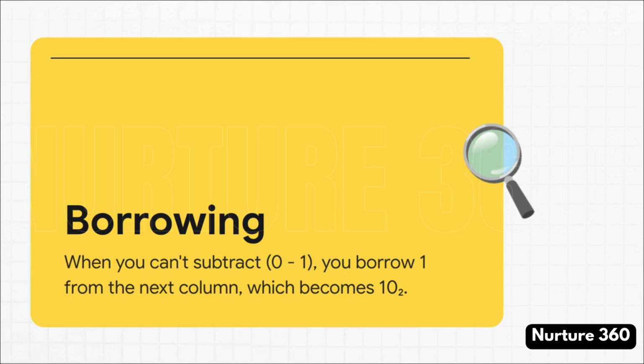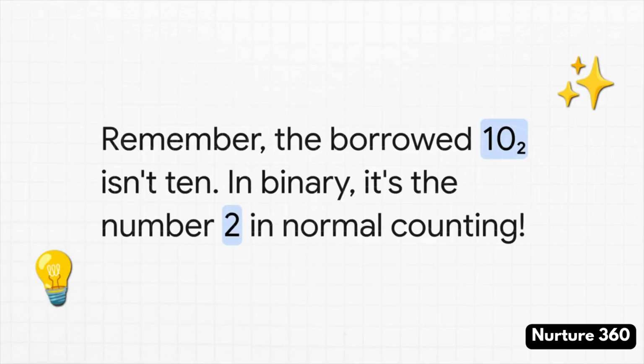But here's the magic. When that 1 moves over, it doesn't just stay a 1. It becomes 10. Now this is the crucial point, the real aha moment. That 10 you just borrowed isn't the number 10. In binary, 10 is the number 2, right? In our normal base 10 system, each column is 10 times bigger. In binary, each column is only 2 times bigger. So when you borrow a 1 from the 2's column, it becomes 2 1s in the column you moved it to. That is the whole trick.